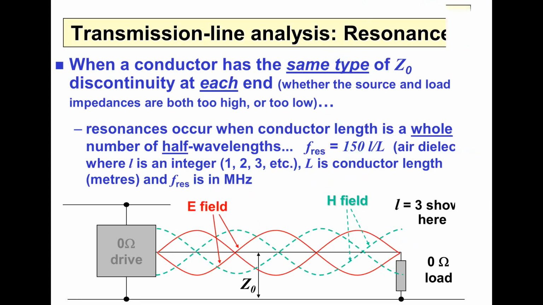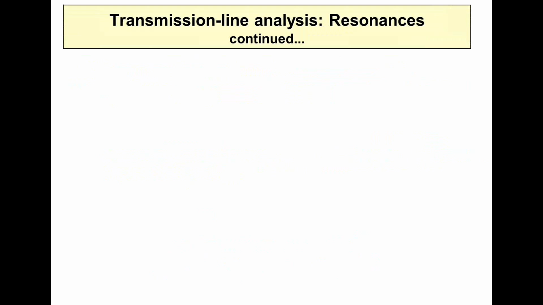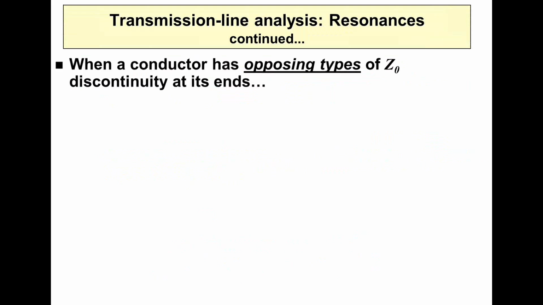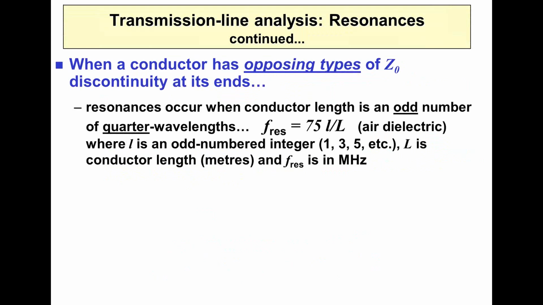Okay. What about if the discontinuity is different at both ends? One's too high, one's too low. Then we get resonances at odd numbers of quarter wavelengths. We can say F-res is 75 little l over big L, but little l in this occasion is an odd number, 1, 3, 5, 7, 9, and so on. And it looks like this.